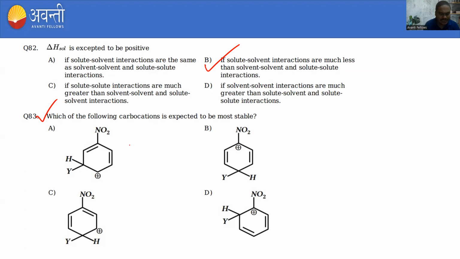The carbocation is an intermediate formed in the electrophilic substitution reaction. We all know this. So option A is stable because NO2 is a meta-directing group. So this one is very much stable, right? A, because this is a meta-directing group. How will you say meta? This is a carbocation, so we can say that this is a meta-directing group. That's why they are much more stable.